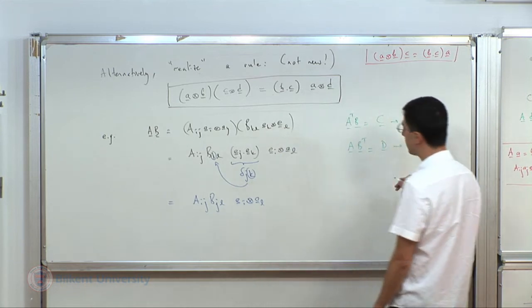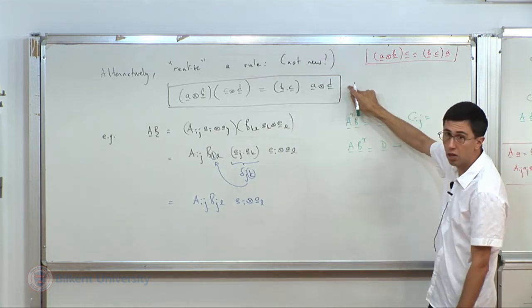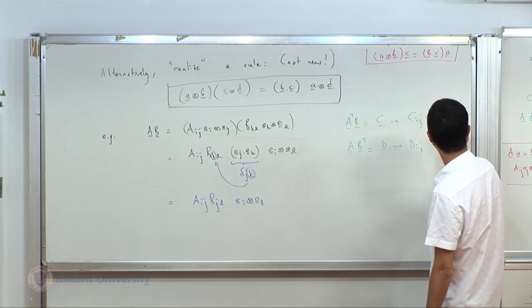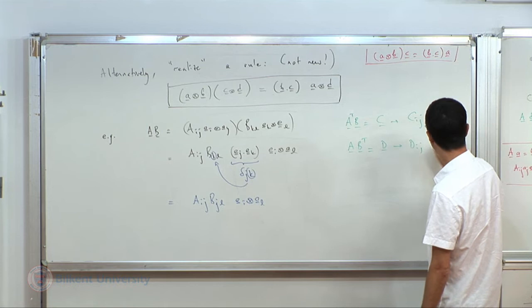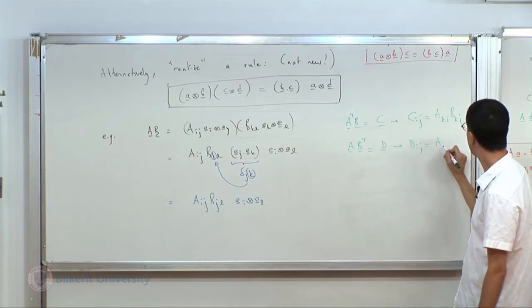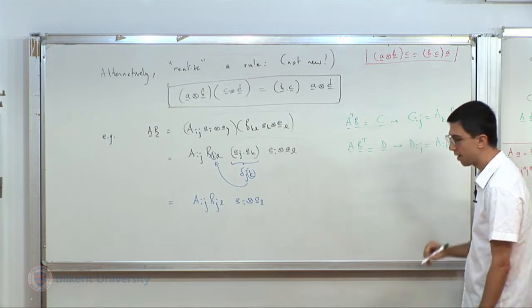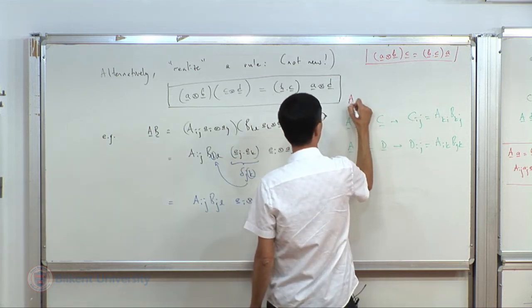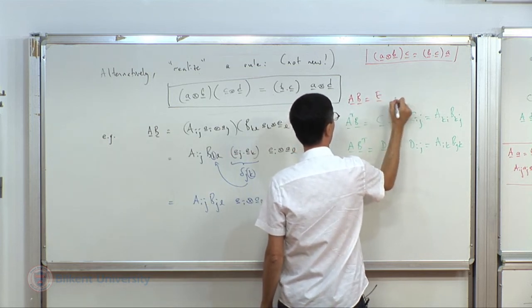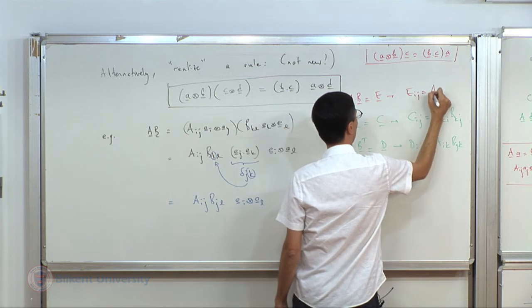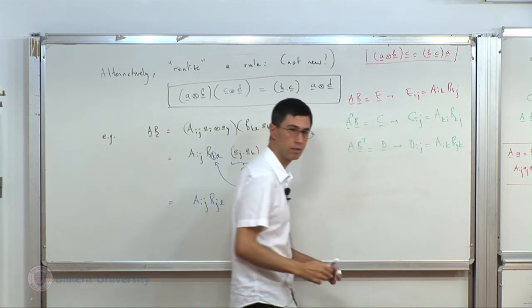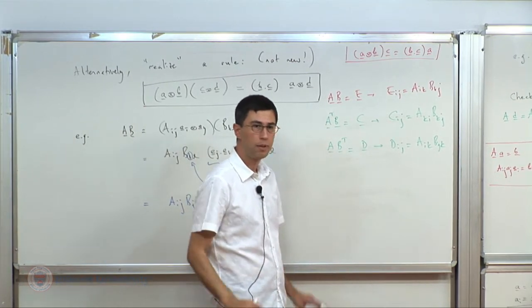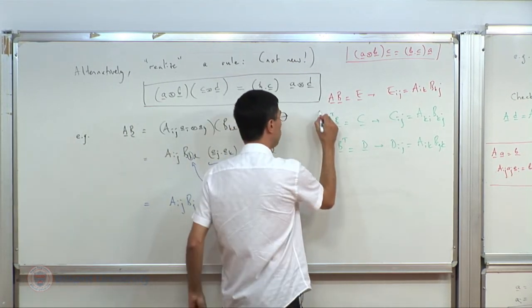Now it turns out that the expressions, as you will show in the homework based on that rule, are these: the result is A_ki B_kj, and this result is A_ik B_jk. That's homework, right? These two are homework.